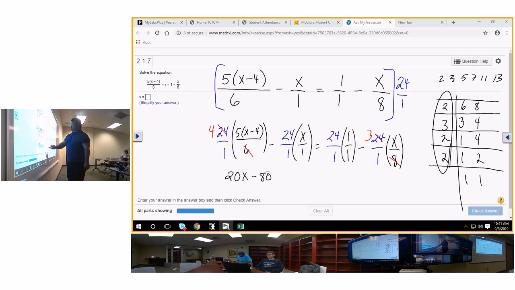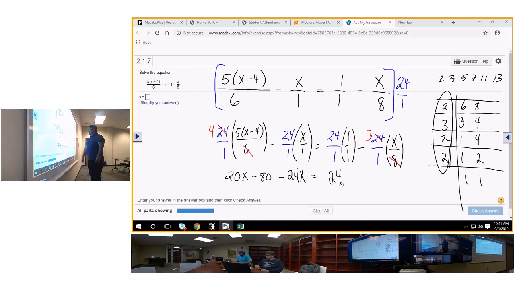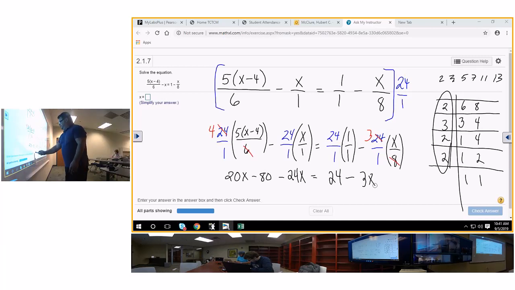Okay, minus 24x equals 24 minus what's 3 times x? So simple now. So this is going to be negative 24x. I'm sorry, negative 4x. Negative 4x minus 80 is equal to 24 minus 3x.